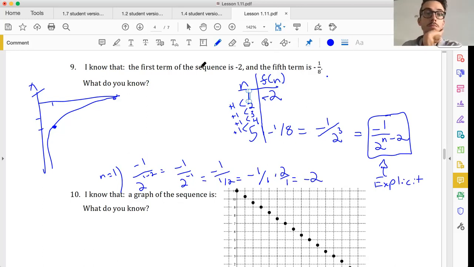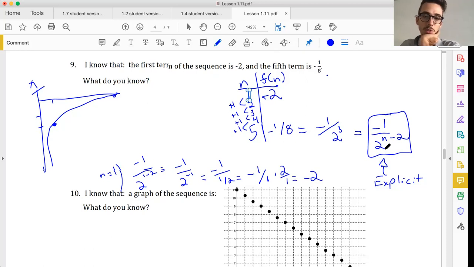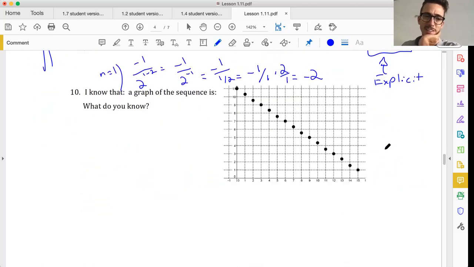There you go. Got that quick graph. I got that table. Got the explicit. Yeah, that's enough for that one. You've seen a lot of this. There's so much here. What do I know? I know that this is linear. It's a straight line when graphed. I know that this is arithmetic.